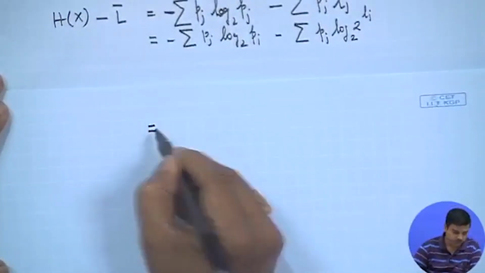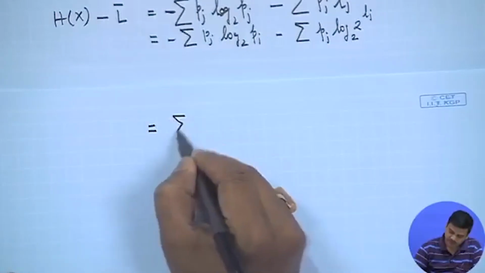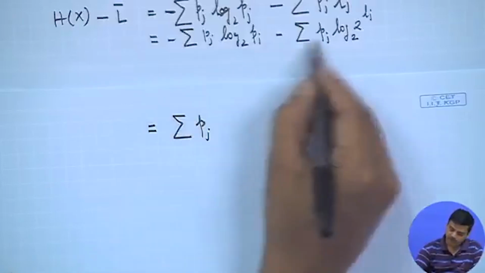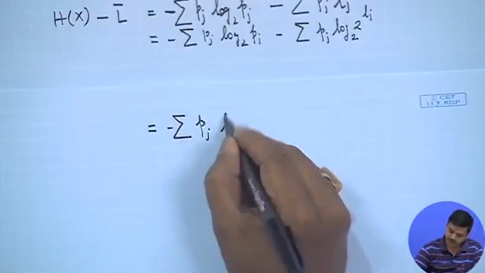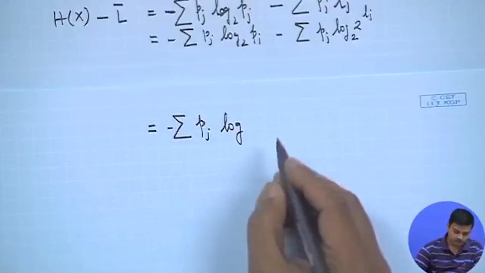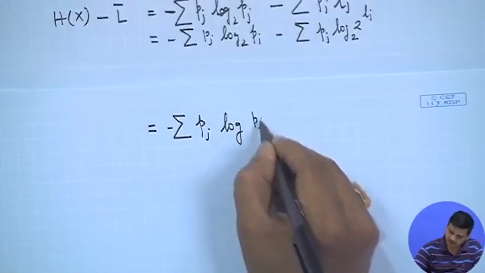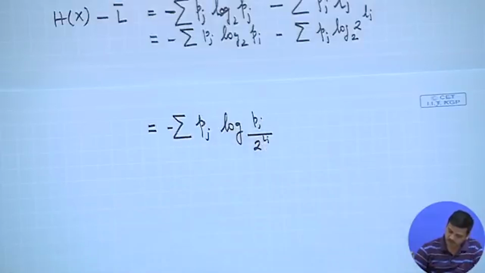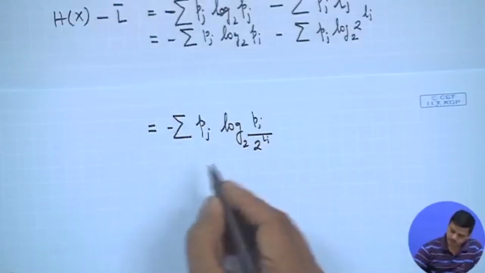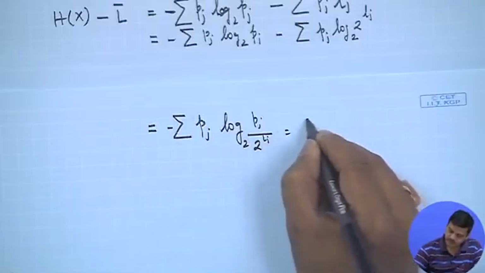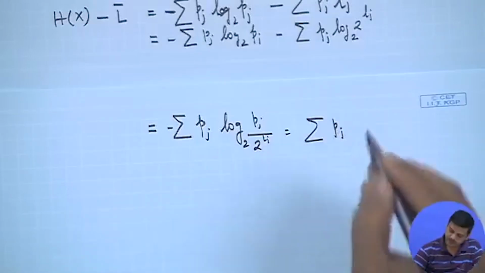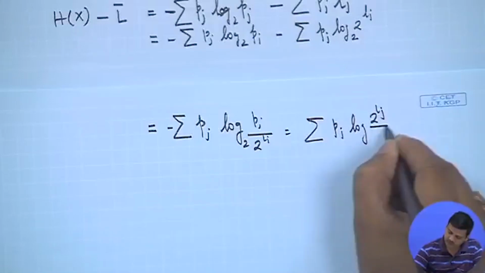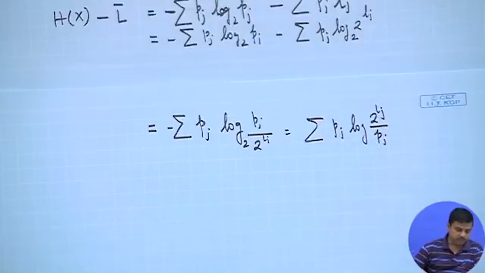So, we continue further, and what we have is the sum of Pj, that is what we have common in both of them, with a negative sign, log base 2 of Pj upon 2 to the power of Lj. Or you can reverse it, bring the negative sign inside. So, what you have is Pj log base 2 of 2 to the power of Lj upon Pj.